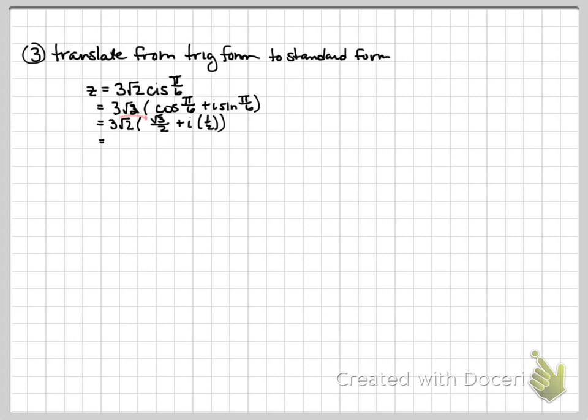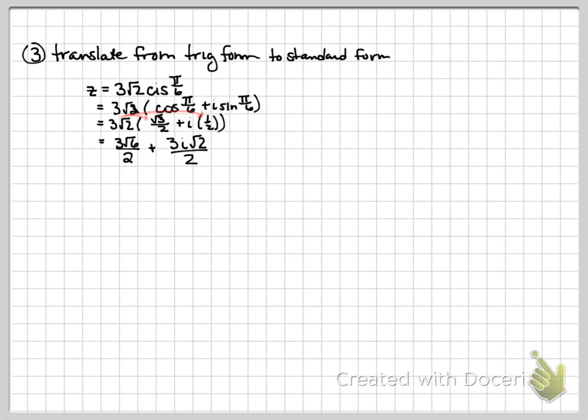And that's going to give me 3 times the square root of 6 over 2 plus, now do the same over here. And that's going to give me 3, and I'm going to put the i between the 3 and the root 2 so I don't lose it, 3i root 2 all over 2. And that's it for translating it back from trig form to standard form. So that's pretty fast.